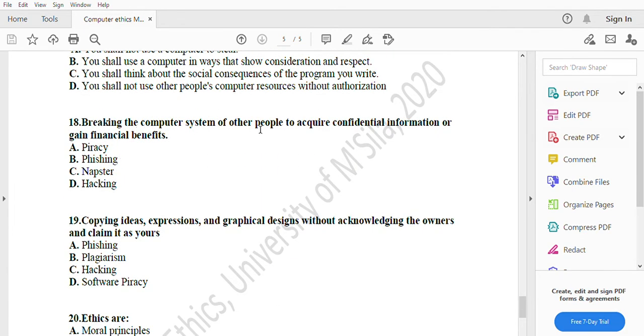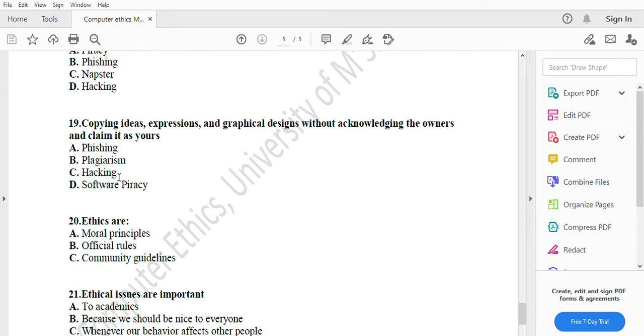Breaking the computer system of other people to acquire confidential information or gain financial benefits: this is piracy, this is phishing, this is Napster, or this is hacking. Of course, it's D. I'm sure that everybody knows about this. 19: copying ideas, expressions, and graphical designs without acknowledging owners and claiming it as yours. Is it phishing, plagiarism, hacking, or software piracy? Of course, this is B, which is plagiarism.